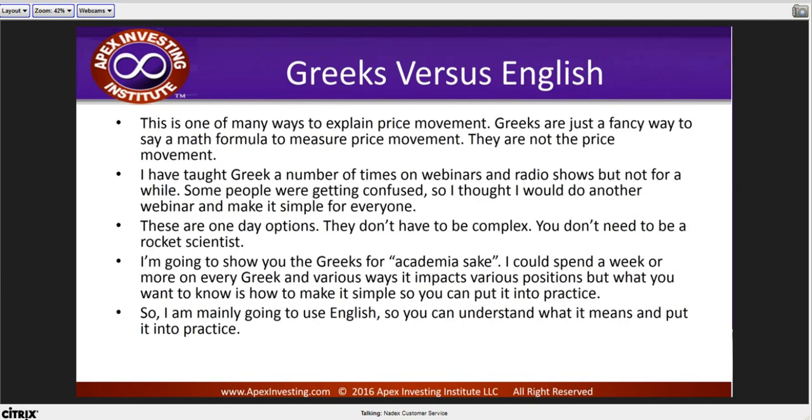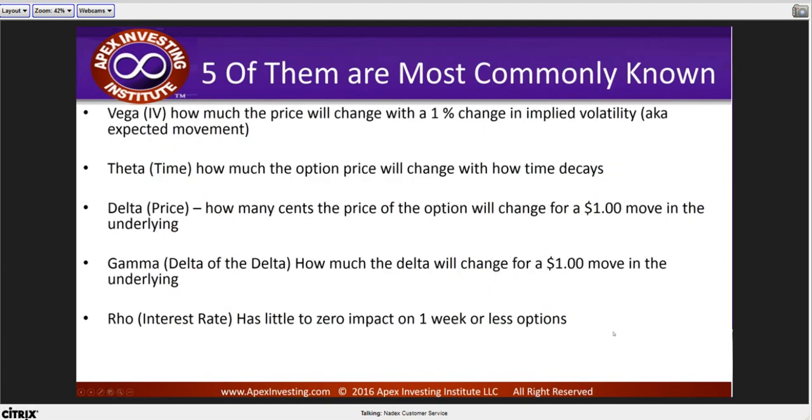I've taught on these quite a bit, not necessarily as a major focus except on radio shows, but they're one-day options or 5-day options. They don't have to be complex. You don't have to be a rocket scientist, okay? The word Greeks is an academic thing. It doesn't help you a whole lot, especially on this sort of contract.